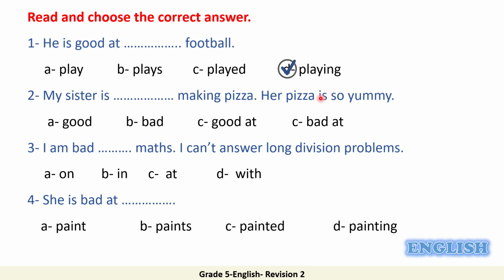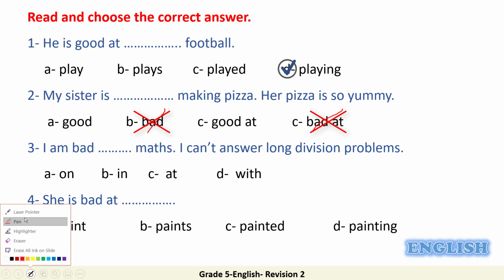My sister is blank making pizza. Her pizza is so yummy. Good, bad, good at, bad at. This is the key sentence. Yummy means delicious, which means that she's good, not bad. So cross out these two. You also know that good is followed by at. So this is the correct answer.